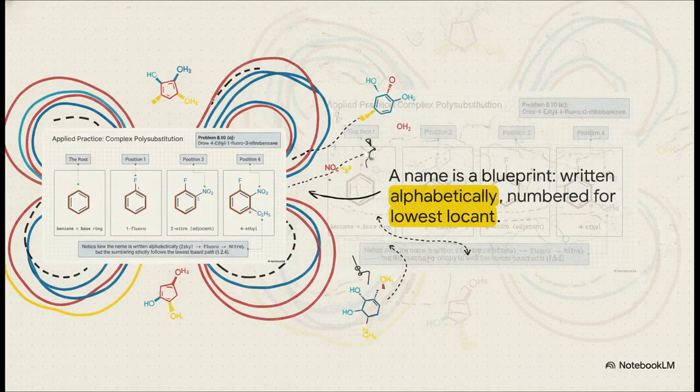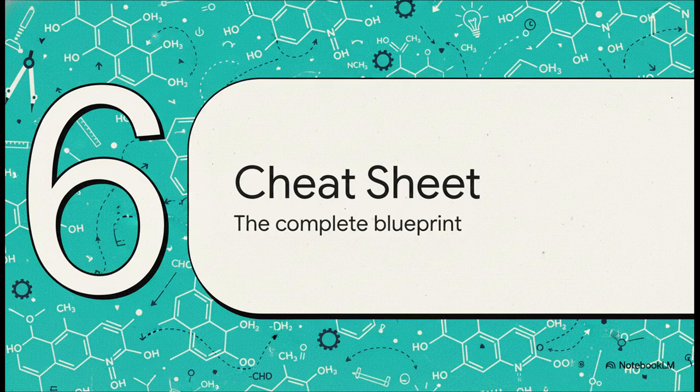We can also work backwards, which is pretty cool. A name is really just a set of instructions. For 4-ethyl-1-fluoro-2-nitrobenzene, we start with the root, benzene. The name tells us to put a fluoro group at position 1, then a nitro group at position 2, and finally an ethyl group at position 4. It's like a precise blueprint for drawing the molecule. And notice again how the name itself is written alphabetically, ethyl, fluoro, nitro, even though the numbering followed that lowest locant path. Whew, we have covered a lot of ground.